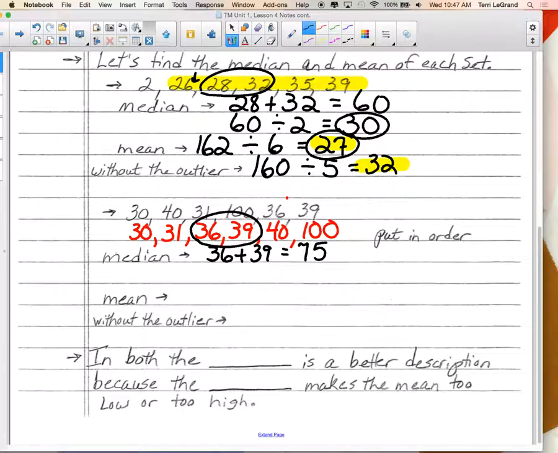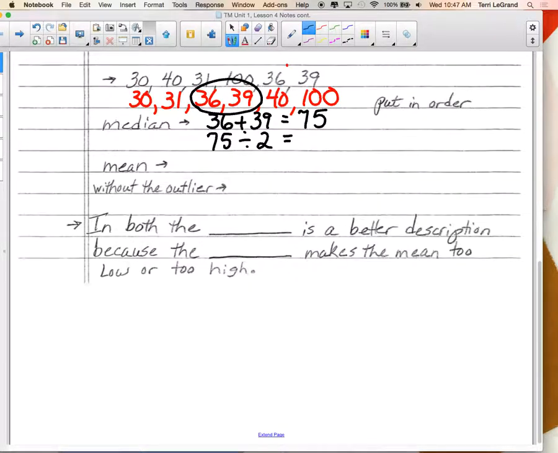Remember, would 75 be halfway between 36 and 39? No. Divided by 2 now, so 75 divided by 2. Who's got that for us, Tyler? 37.5 or 37 and a half.